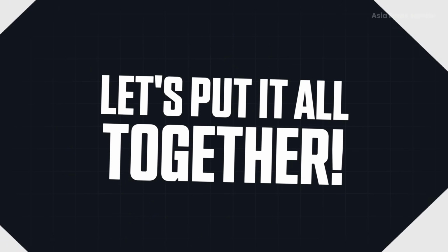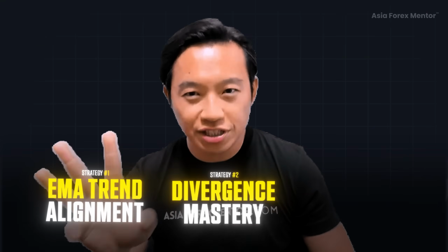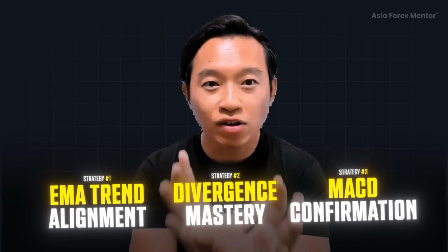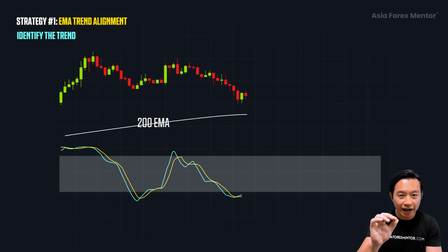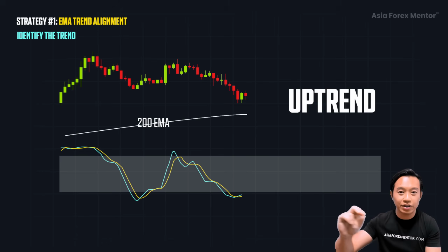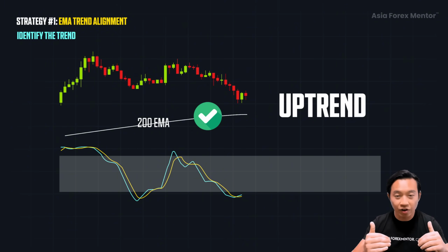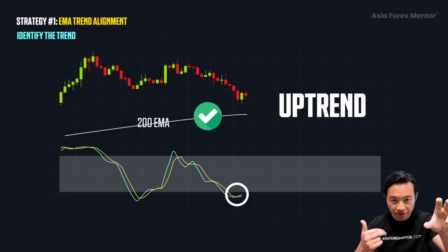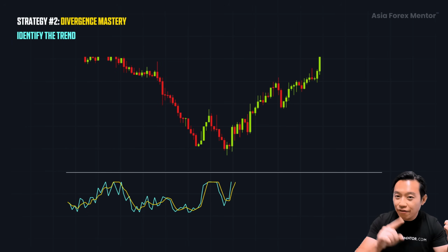Now I'm going to put it all together. Now that you know all three strategies, you can either use them separately on their own, or you can stack them all together for a super high probability trade. We first identify the trend with the 200 EMA. That is a check. The stochastic matches it, so the stochastic is now in line with the right direction of the trend. Check. What's even better is that in the stochastic, there is divergence.